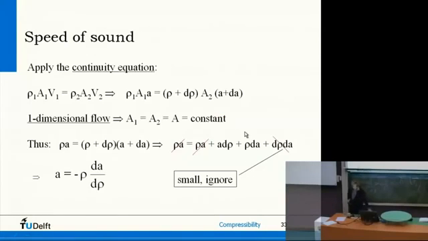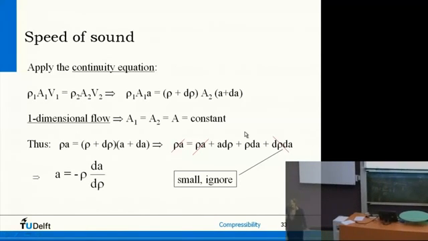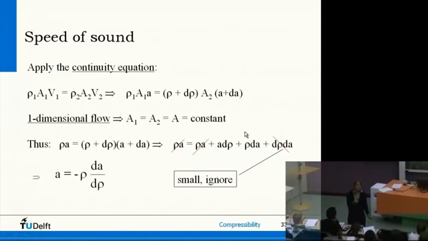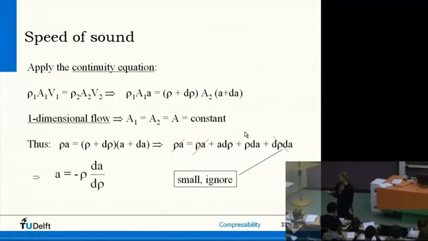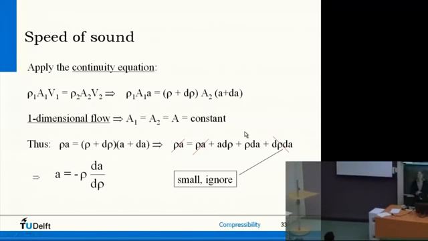Now, what sort of relation can we find for this speed of sound? It's sometimes called A. In Anderson, he uses A for speed of sound. Quite often it's also C, but it depends on your notation. But I'll use A. First thing we do is we say mass is conserved.